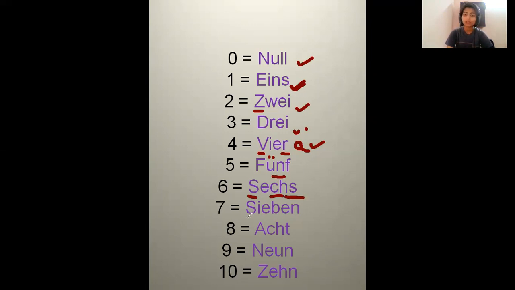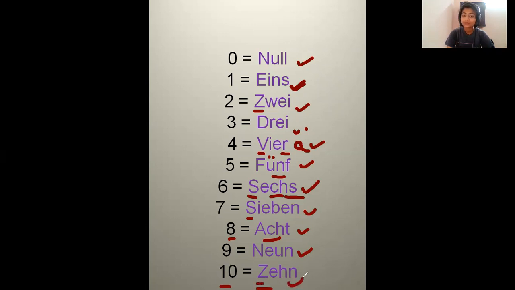Then 7 is called sieben. S is again having Z sound. So we say sieben, not sieben, but sieben. Sieben. Then 8 is called acht. Right? Fünf, sechs, sieben, acht. Then 9 is called neun. Neun. 10 is called zehn. Zehn. The Z is having S sound.